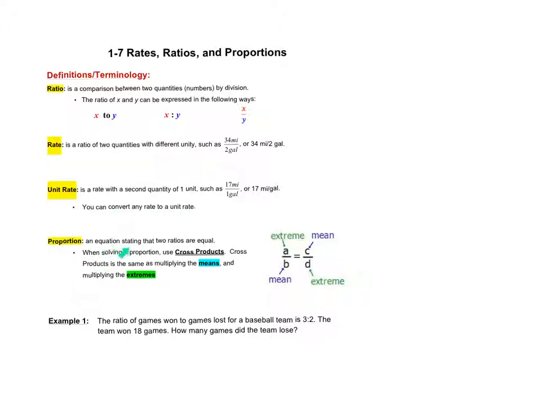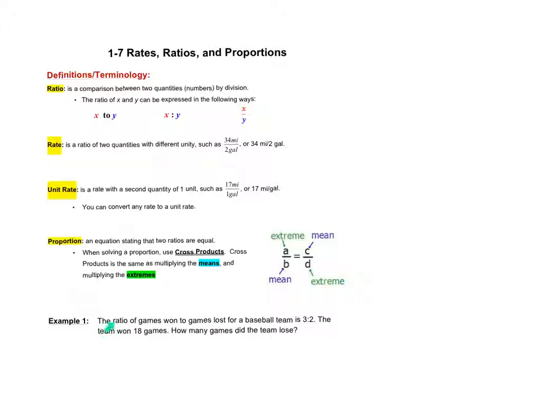You can convert any rate to a unit rate. And proportions. Proportions are equations stating that two ratios are equal, like A over B is equal to C over D. When solving a proportion, we use cross products. So it means we're going to cross multiply, like CB equals AD, for instance. Cross products is the same as multiplying the means and multiplying the extremes. And so it shows you our means and our extremes.